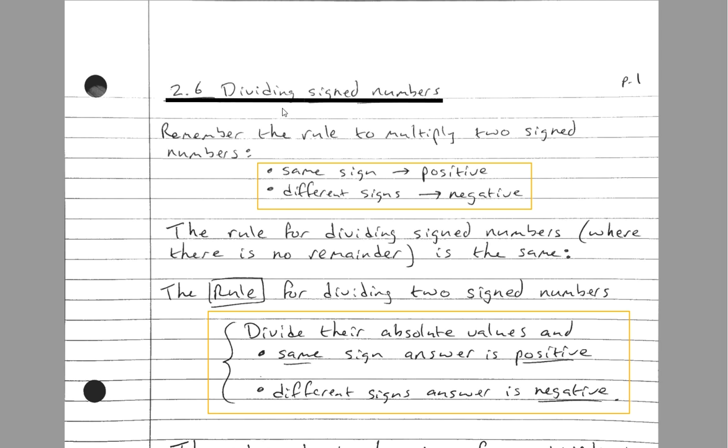Okay, we looked at multiplying two signed numbers last time, and there's a simple rule, much simpler than adding signed numbers. So when you're multiplying two signed numbers, just remember if they have the same sign, the answer is positive, and if they have two different signs, the answer is negative. And you just multiply the two absolute values to get the number part.